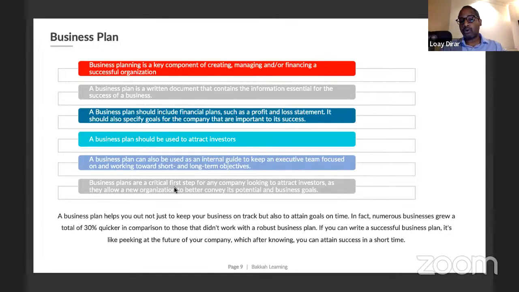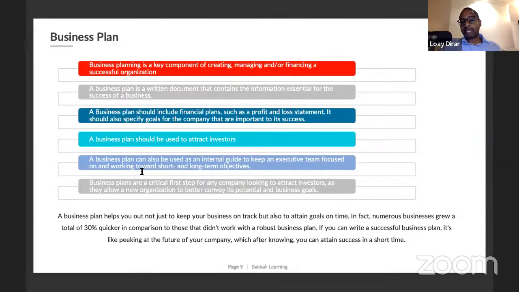A business plan should also be used to attract investors, yes? And this is what has been already covered. Think of a business plan as a pitch deck. We call it a pitch deck, and it can be part of a pitch deck. So a pitch deck can be a few slides that summarize your business plan. If the investor gets convinced, you can offer him a further detailed document in the form of a business plan.